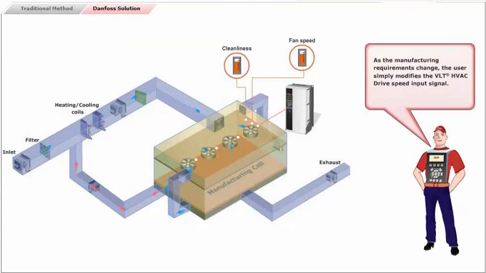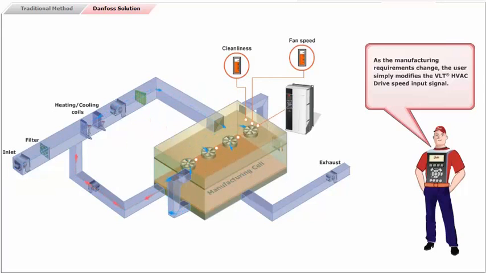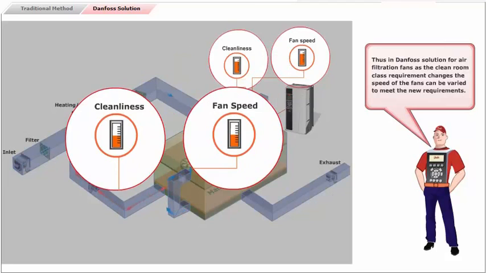As the manufacturing requirements change, the user simply modifies the VLT HVAC drive speed input signal. Thus in the Danfoss solution for air filtration fans, as the clean room class requirement changes, the speed of the fans can be varied to meet the new requirements.